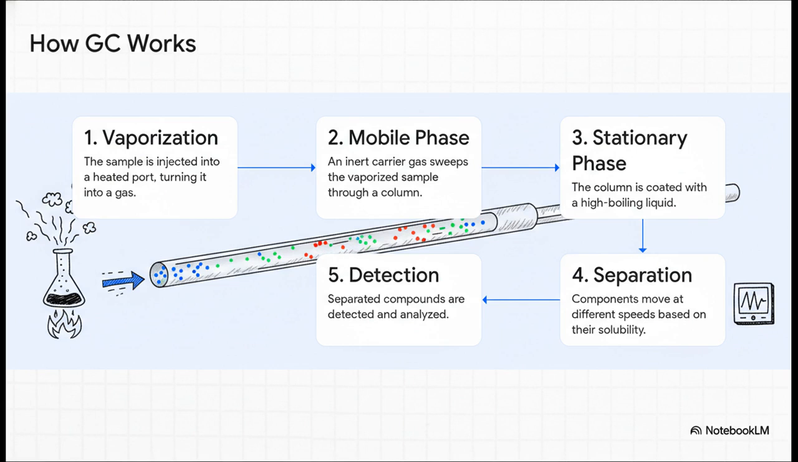Now here's the crucial part, separation. The different components in the gas mixture interact with that liquid coating differently, which makes them travel through the column at different speeds. Finally, as each separated component exits the column one by one, there's a detector waiting there to analyze it.